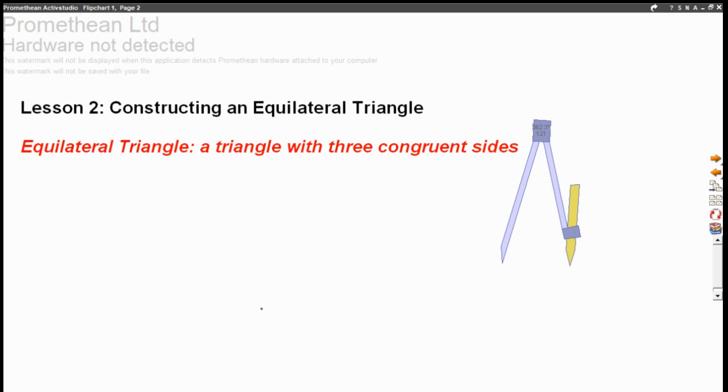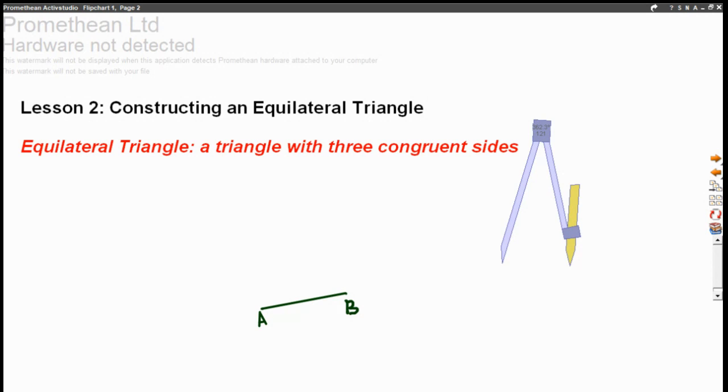So I'm just going to randomly draw a segment. There's my segment. Now keep in mind that that segment is going to be one of the sides of your triangle. So if you make it enormous, then your triangle might not fit on your paper. So make it a reasonable size. Just for the ease of talking about this, I'm going to label the two endpoints as A and B. So there's point A and there's point B. So this is segment AB. And eventually we're going to find where point C is to make an equilateral triangle.